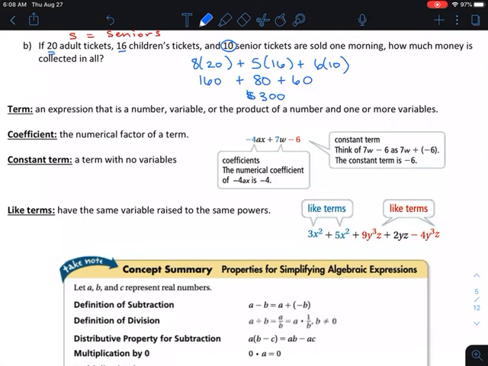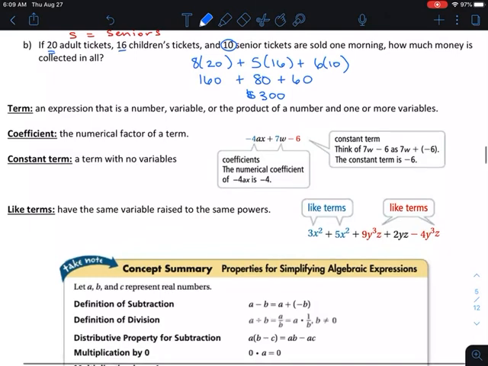All right, some more terms and definitions to kind of look at. Again, some pre-algebra kind of concepts. A term is an expression that is a number, a variable, or the product of a number and one or more variables. A coefficient is the numerical factor of a term. So for instance, the coefficient, they're pointing over here, coefficient would be a number that's being multiplied with something.